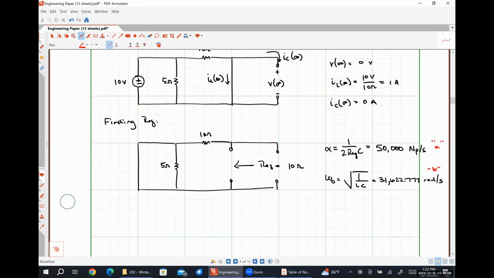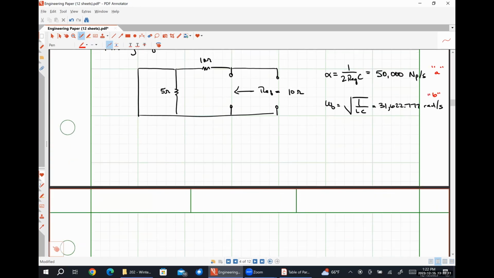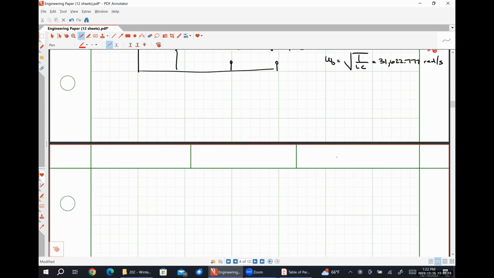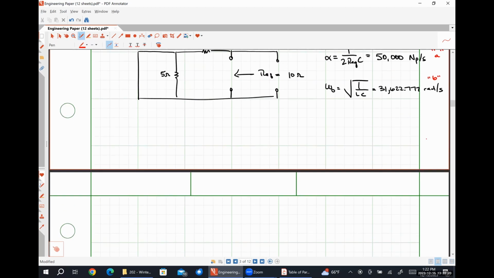All right, so let me go down here. And actually, let me write overdamped. Okay, so because we have an overdamped circuit, we're going to wind up needing to know what S1 and S2 are. So I'm going to go ahead and take care of those things now, right?